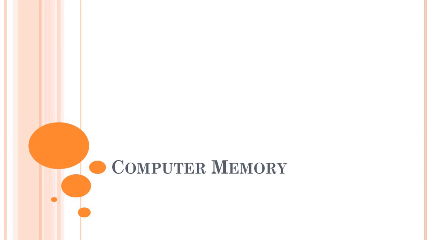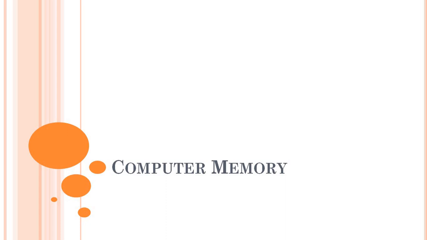Hello students, in the previous class we have learned about the architecture of computer. In the architecture of computer we have learned input unit, central processing unit and output unit. The central processing unit, that is the CPU, has three elements. First one is control unit, second one is arithmetic logic unit and the third one is memory unit. Today we are going to learn more about our computer memory.